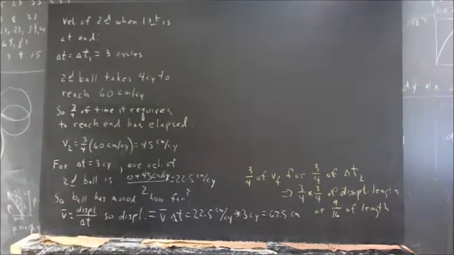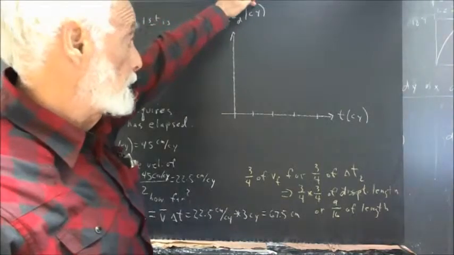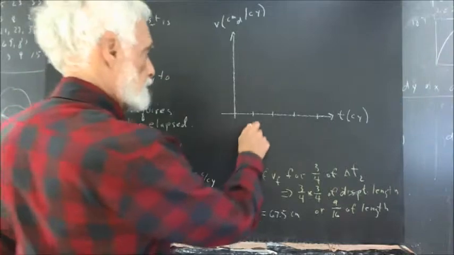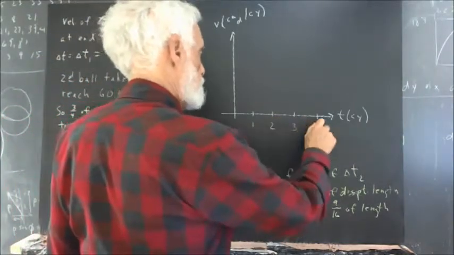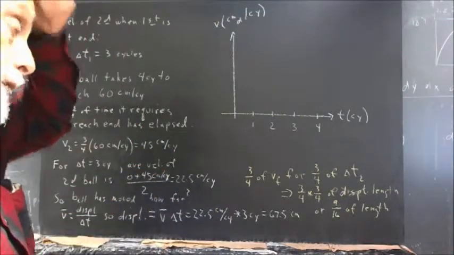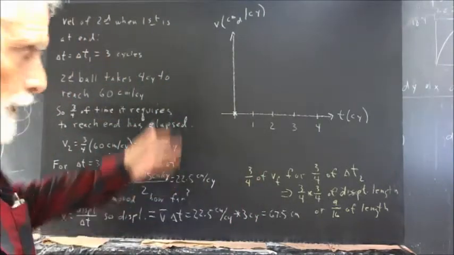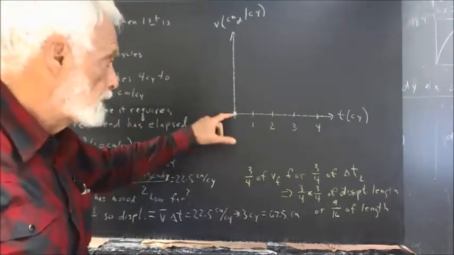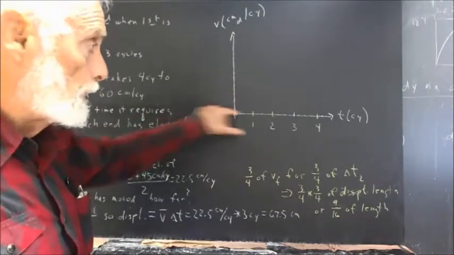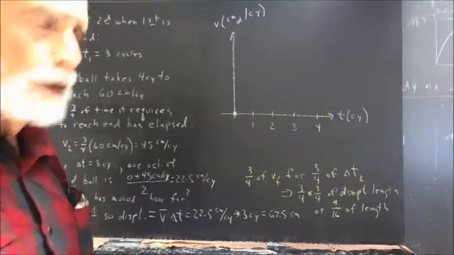Now we can understand that also with a graph, and I promised a little graph. So I'm going to draw that off camera and then we'll talk about it. Okay, we're going to sketch a graph of velocity in centimeters d per cycle versus t in cycles, and the times will be 1, 2, 3, and 4 cycles, since 4 cycles is all we need to get both balls to the end of the ramp. Now both balls are going to start at the origin at time t equals 0, so both graphs will pass through the origin here. Now, what will the graph for the first ball look like?